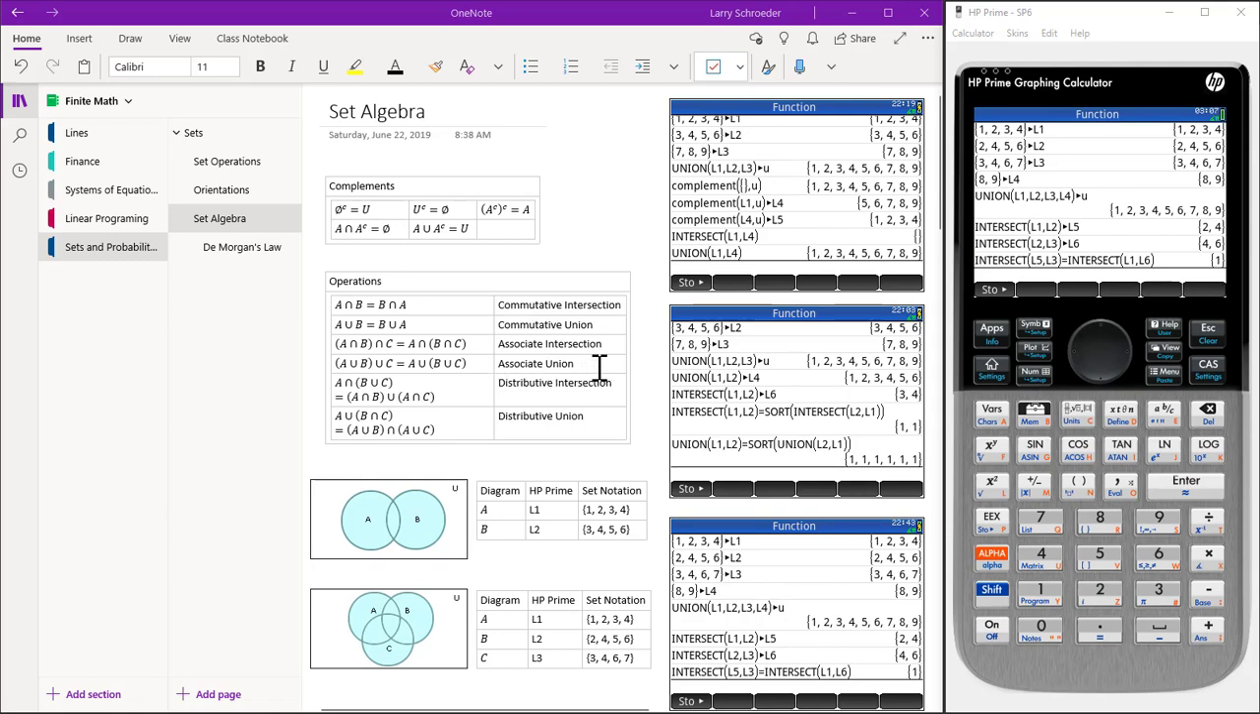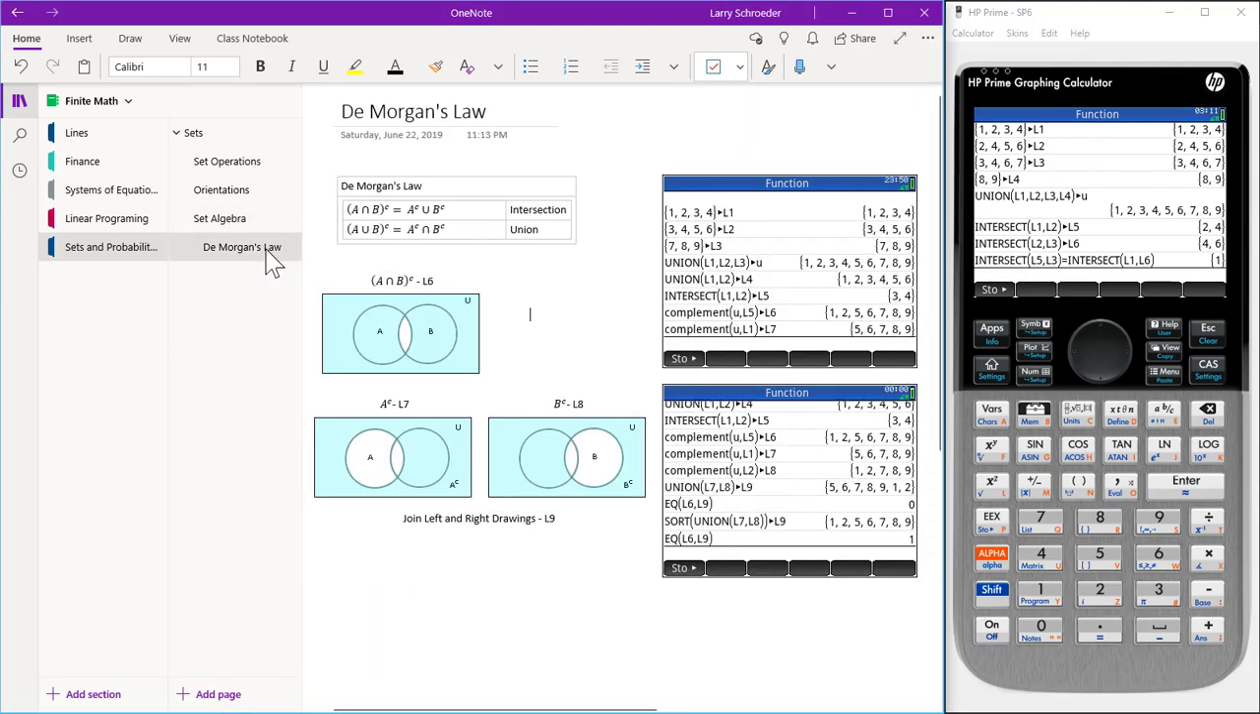We would use the same procedure to show that the associative property holds for union, and to show that we have the distributive property working for intersection and the distributive property working for union. There are 2 more important rules for set algebra called De Morgan's law, so let's switch to that subpage.